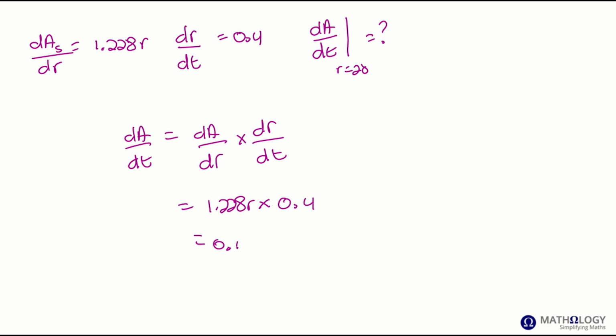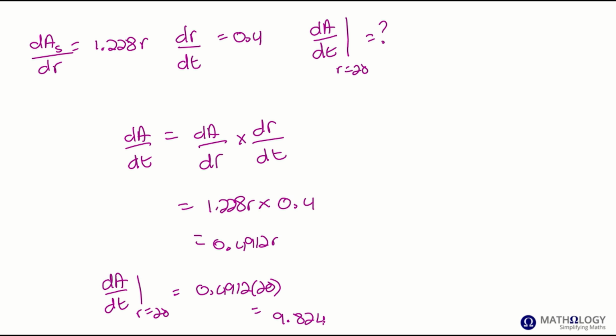That equals 0.4912r. We now need to evaluate this differential dA/dt when the radius is 20. So that equals 0.4912 times 20, which is 9.824. If you want the units, you can add that as well. It's the rate of change, the rate of increase of the area, which is centimeters squared per unit time, so it's per second, or times s to the minus 1.